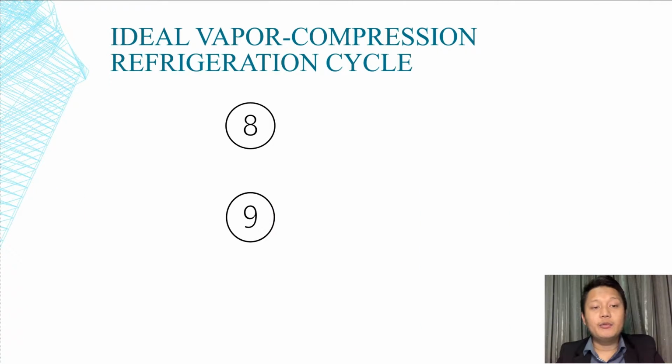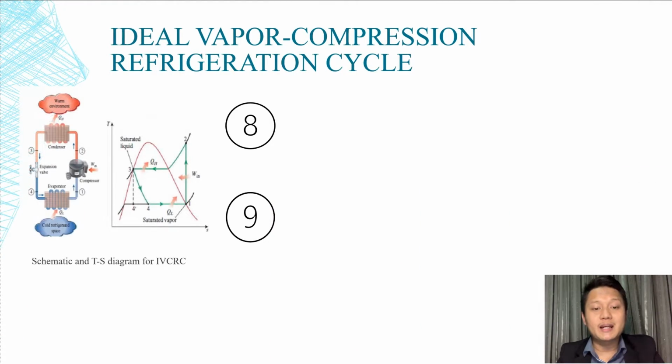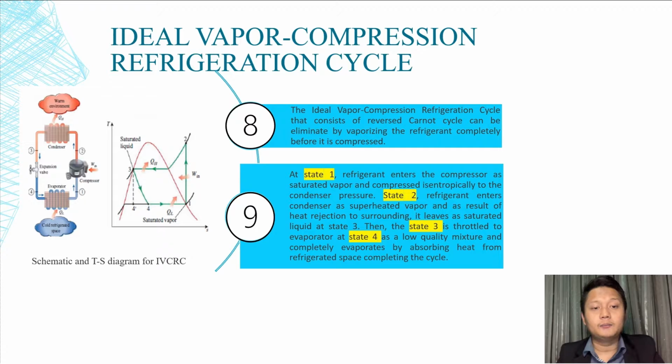Next is ideal vapor compression refrigeration cycle. This is the schematic and TS diagram for ideal vapor compression refrigeration cycle.